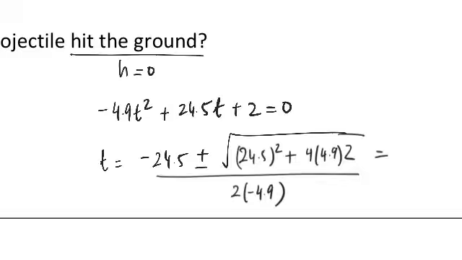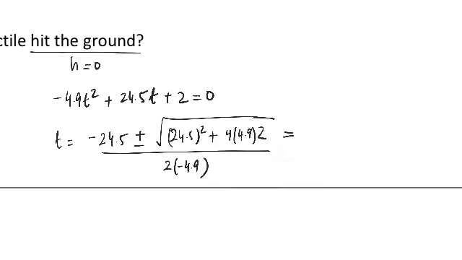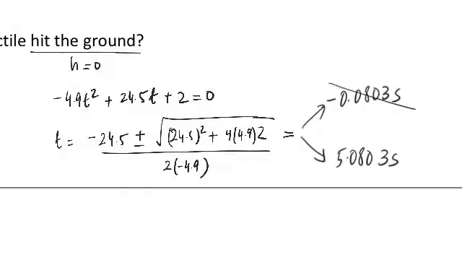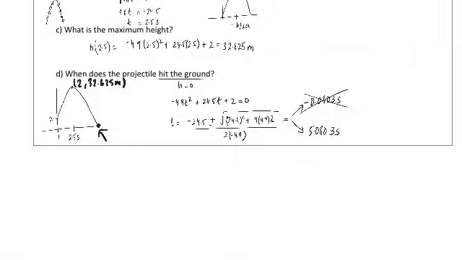Please practice putting all of this into your calculator and getting out the two answers, negative 0.0803 seconds and 5.0803 seconds. The negative one is not correct because time can never be negative, and 5.0803 seconds is therefore the time when we hit the ground.